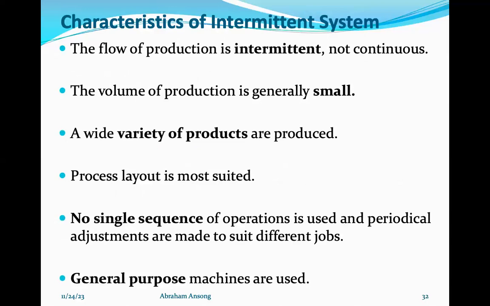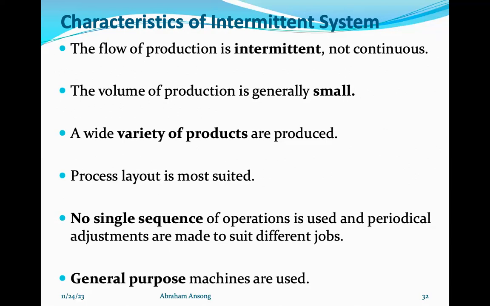Characteristics of intermittent system. The flow of production is intermittent, as the name goes, and not continuous. All right, so there is a break. The last time I was talking about how if you go to, say, a furniture manufacturing company, it may go through the steps, right? It may be cutting, it may be joining, it may then be polishing or finishing. Each of these stages can be independent of each other. All right, okay. The process doesn't have to be continuous. So that's the idea here with the intermittent system.